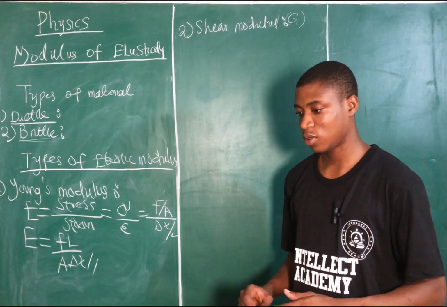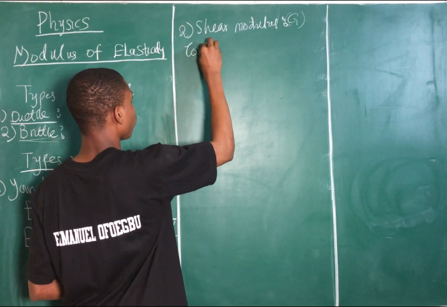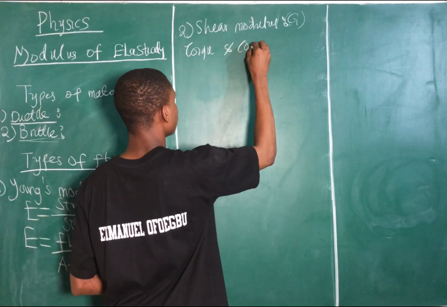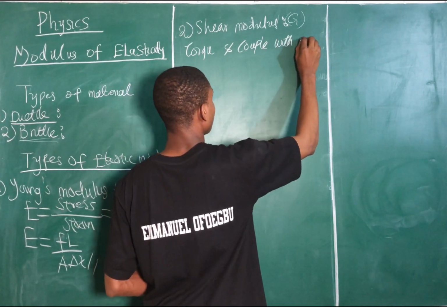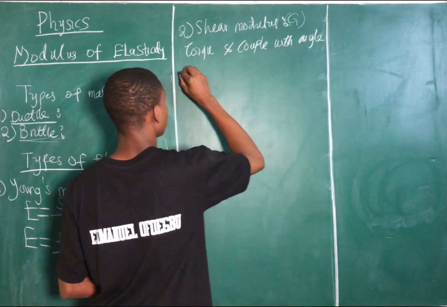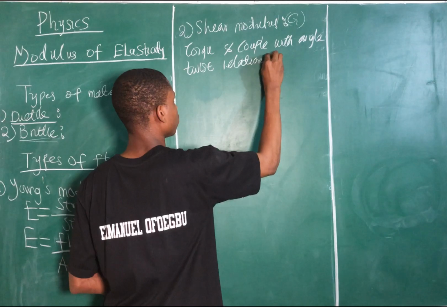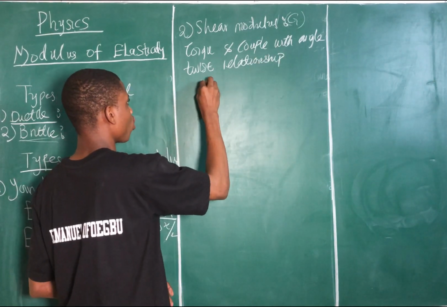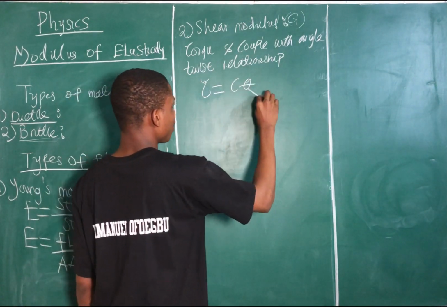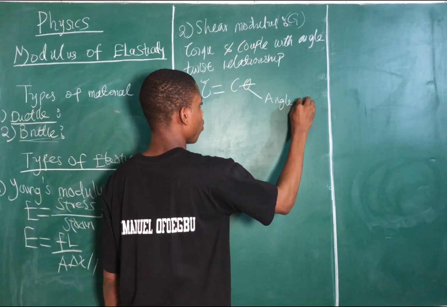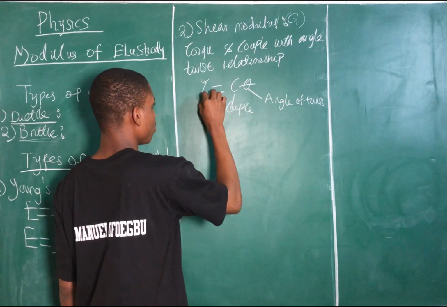Of course, let's say we have a relationship between torque and couple, with the angle of twist. We know that the torque in that material is the couple multiplied by the angle of twist. So this is the angle of twist, this is the couple, and this is the torque.